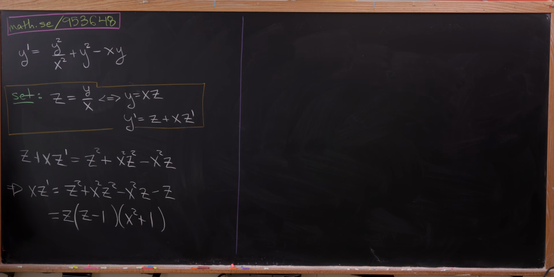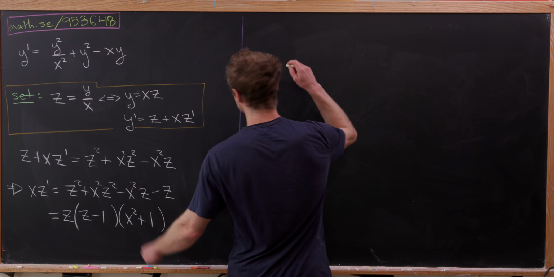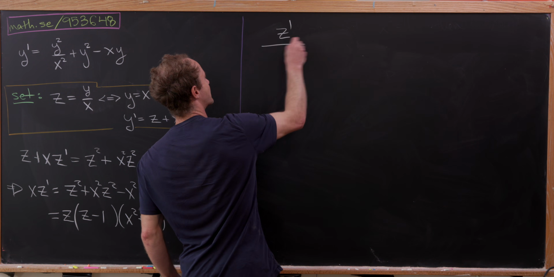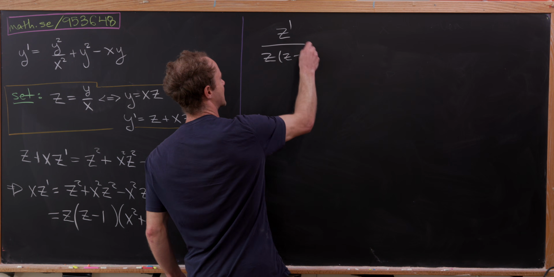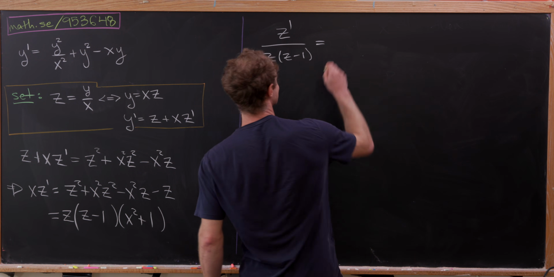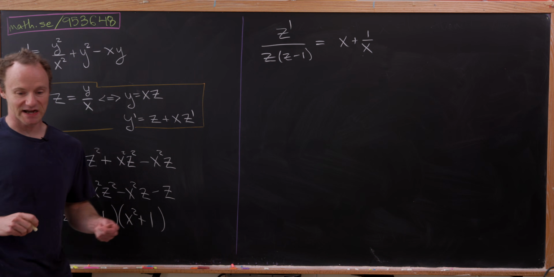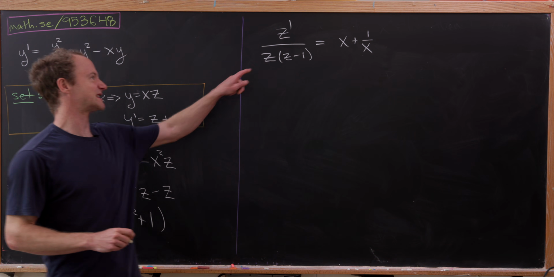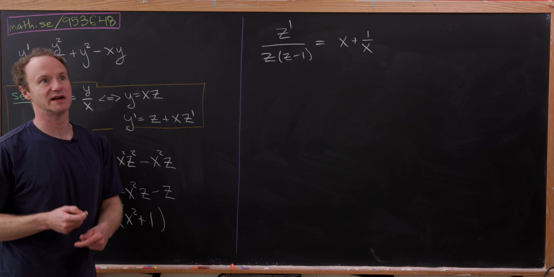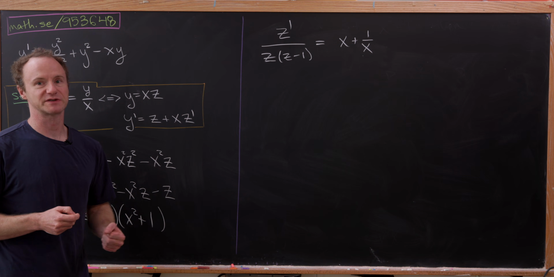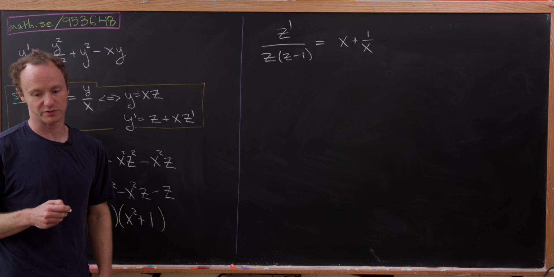Okay, so next up, we see that we have a separable differential equation at this point. We did not up here, but after substitution, we do. So we can move all the z's to one side and all the x's to the other side. That leaves me with what? So we've got z prime over z times z minus 1 is equal to, well, that's going to be x squared plus 1 over x. And now we can take the antiderivative of both sides with respect to x, keeping in mind that this left-hand side will essentially be the antiderivative with respect to z because of a change of variables.